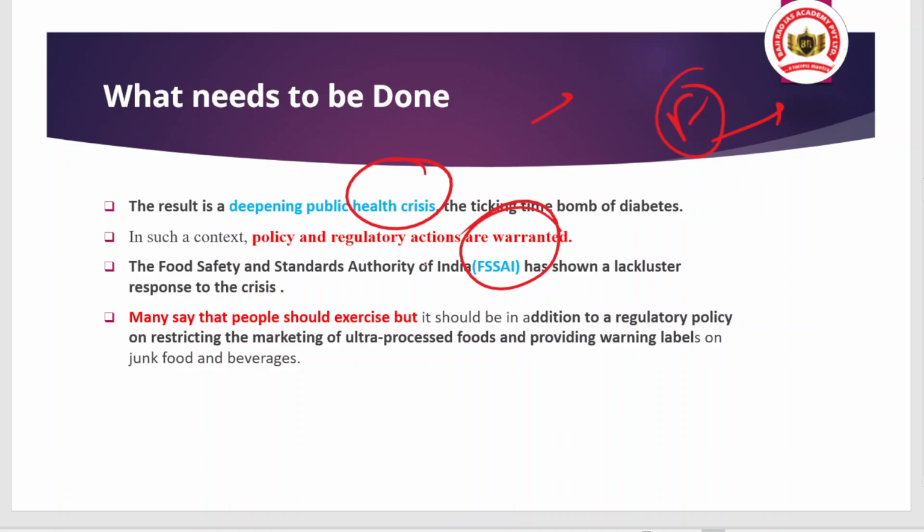And also, there is a saying that you should do exercise. But exercise is one thing; what should be our aim? That we should have a proper regulatory policy that restricts the marketing of ultra processed food, and also there is a need to have proper warning labels on the junk food and the beverages that we eat, so that citizens become aware of the impact of this type of consumption.